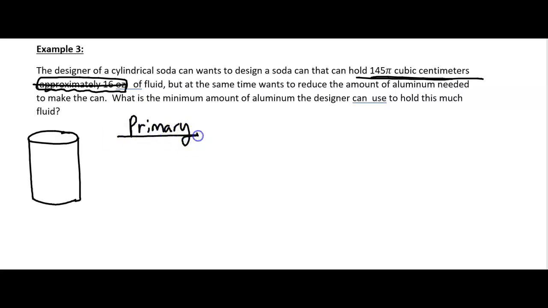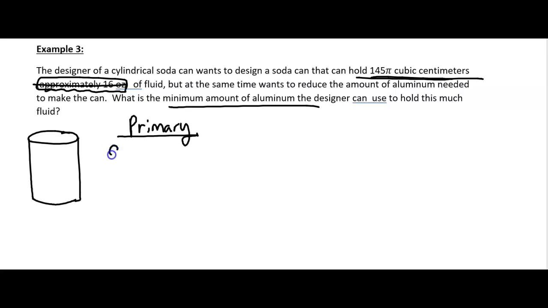Well, that's the one I'm trying to minimize. So what I'm trying to minimize is the amount of aluminum I need. Now what's confusing about that is you have to know what that corresponds to geometrically. The aluminum is the outside part of the can, right? In other words, it's the surface area of the can. So what is the surface area of a cylinder?